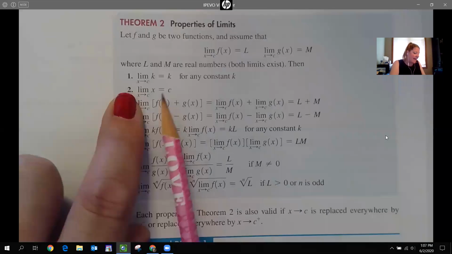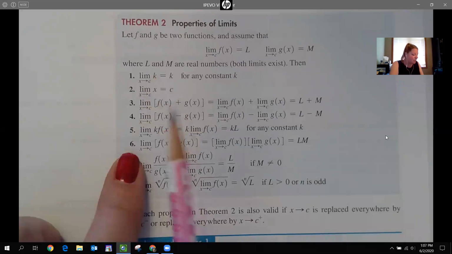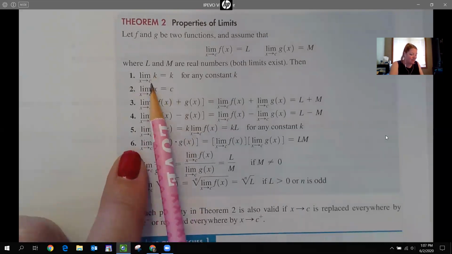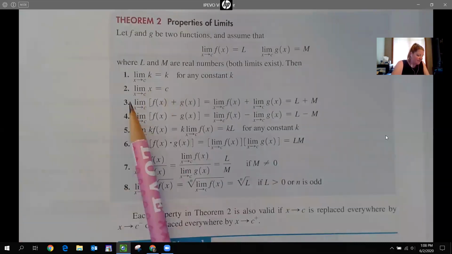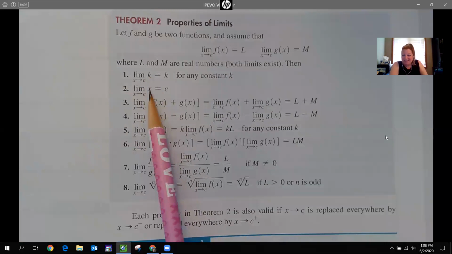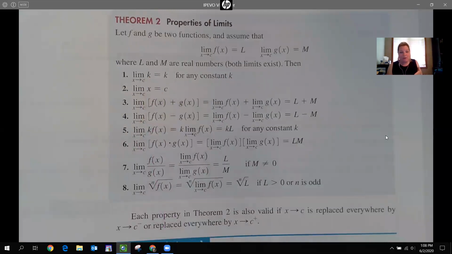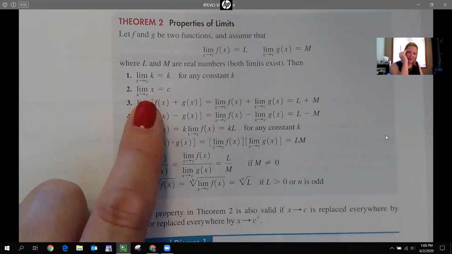So the first one is, if it's a constant number, so basically x is approaching some number and the function is a number, the limit equals that number. That's kind of weird, but that's how it works. If you have just an x, you're actually going to take that value and put it in, and so you get out c. So it might make more sense this way: if I want the limit as x approaches c of the function y equals x, then whatever value you're going to, the c value is what you're going to go to. As we start to do more, you'll be like, oh, okay.